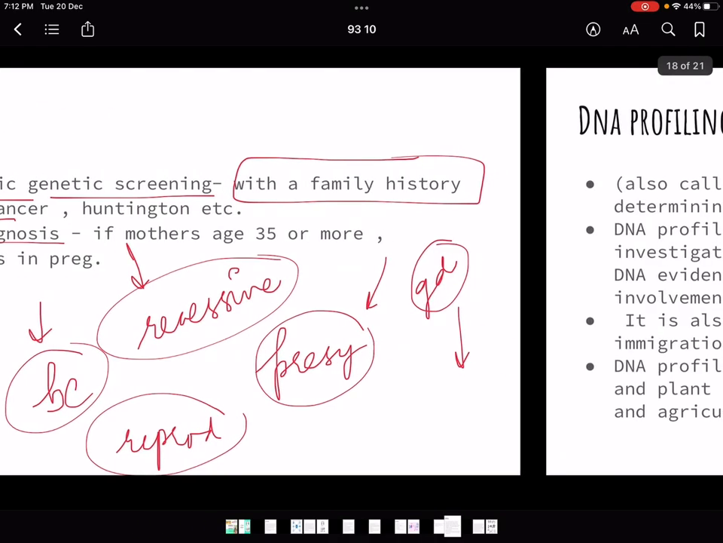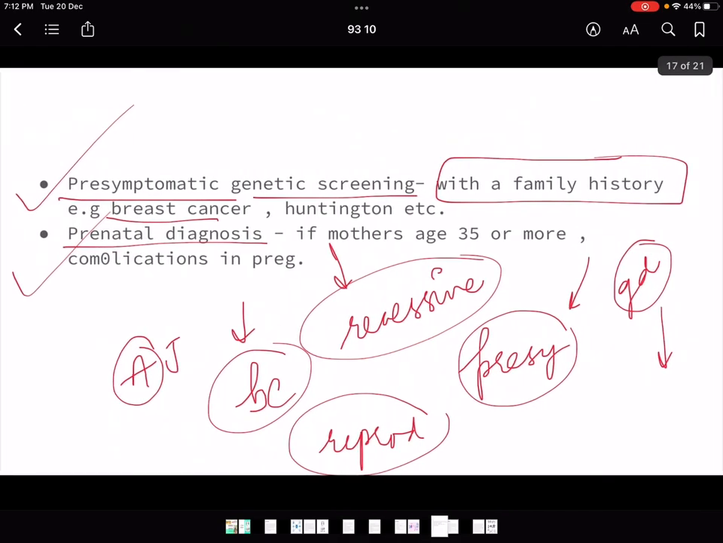So I think this is all that we have to do for today. We have understood the idea behind genetic counselling and genetic screening being a part of genetic counselling.